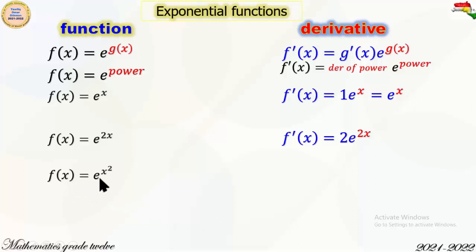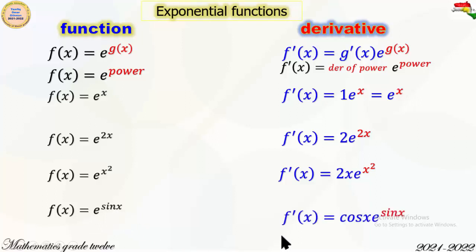F of x is equal e to the power x squared. The derivative of x squared is 2x, therefore f prime of x is equal to the derivative 2x times e to the power x squared. F of x is equal e to the power sine x. The derivative of sine x is cosine x. Therefore, f prime of x is equal cosine x times e to the power sine x.